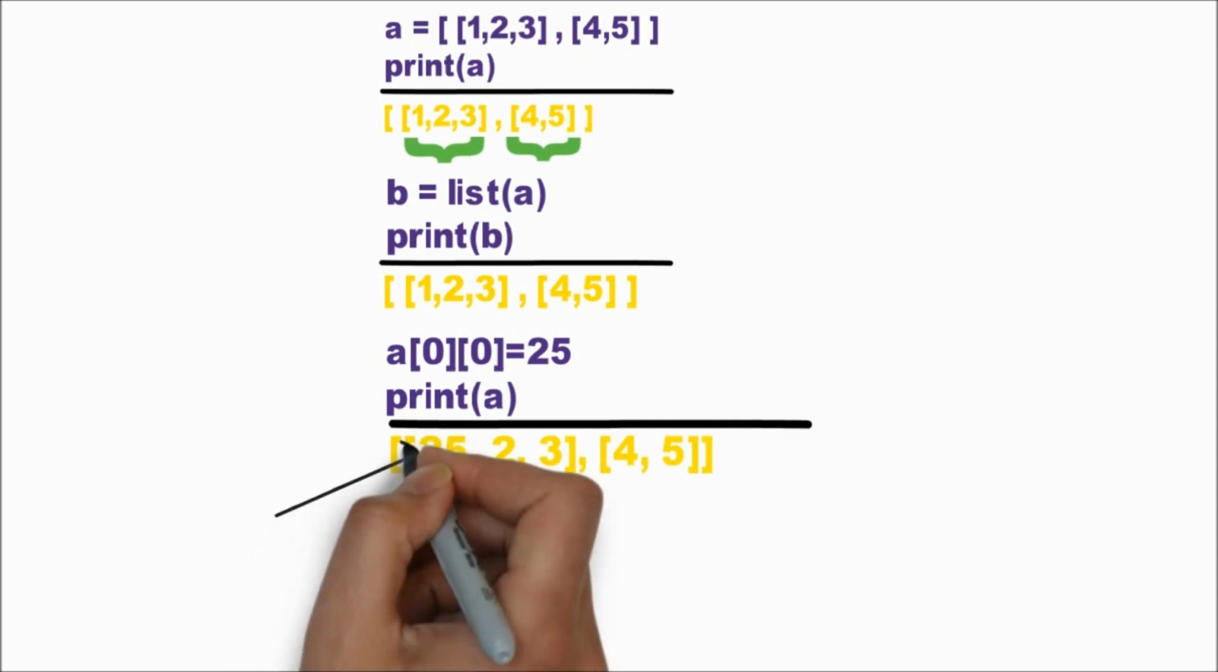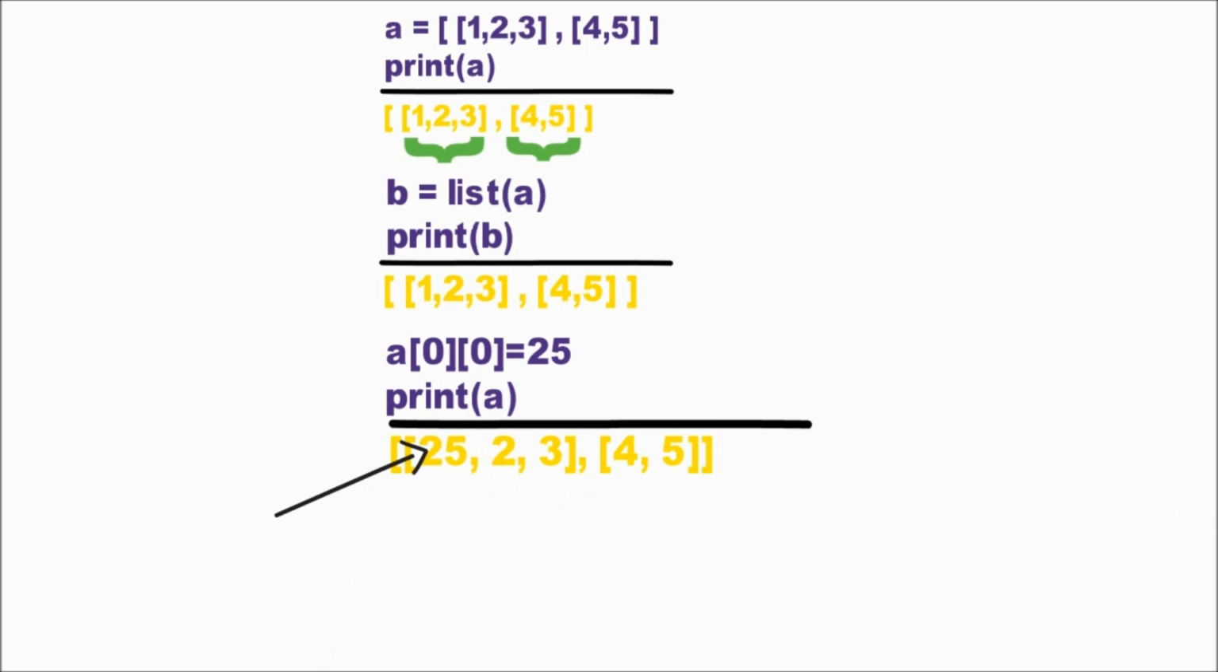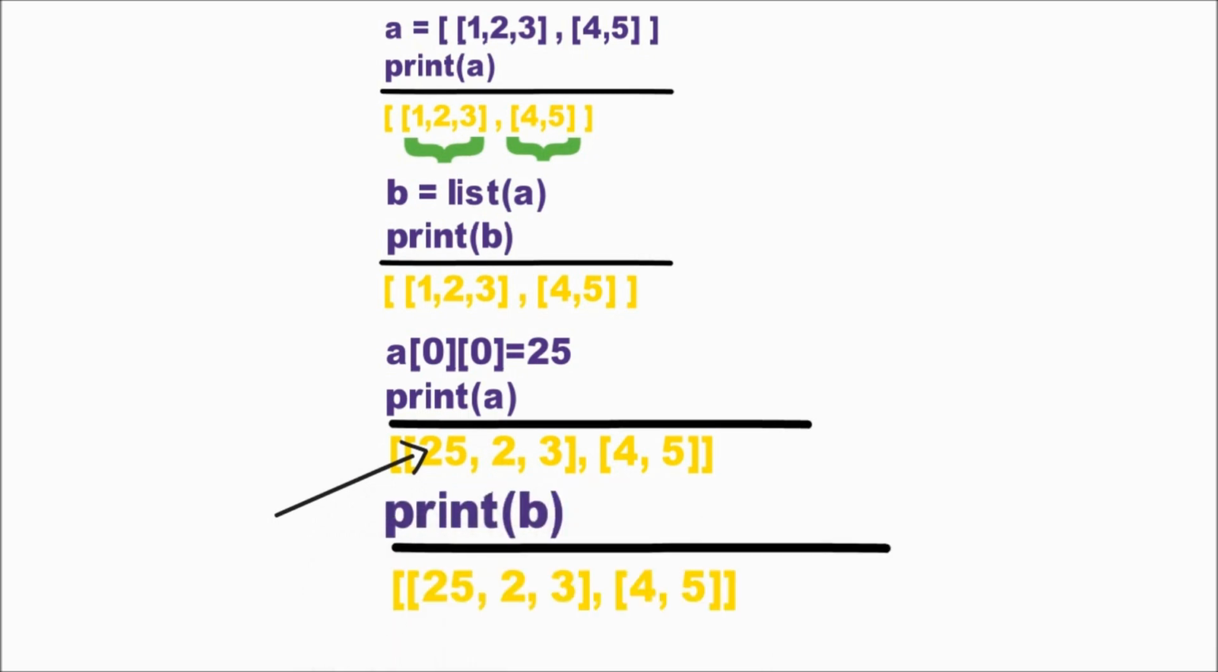Now we can see that the value of the first inner list in a is changed. Now let's try to print b. We can see that the value of the first list in b is also changed. So basically the copy that we made failed if the list has a list of items inside it.